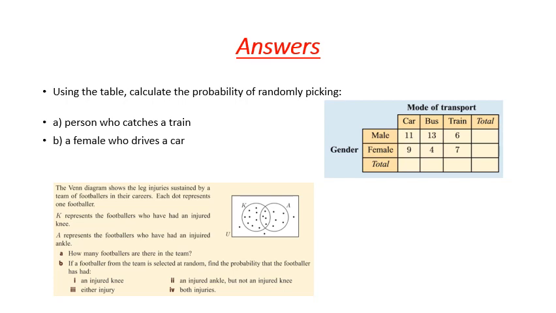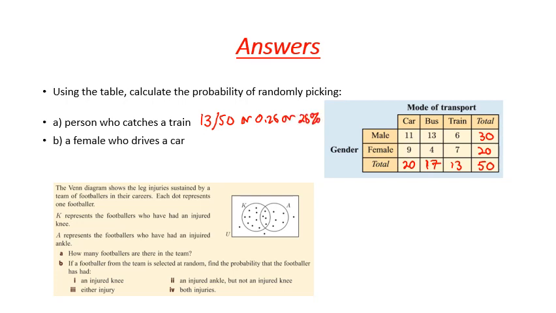In our first bit, we've got a two-way table. First thing we need to do is fill out the table. So we're going to start adding down and adding across. And that's going to give us a total of 50. And the first question said, a person who catches a train. Now there's 13 people that catch a train, so the probability is 13 out of 50, or 0.26, or 26%.